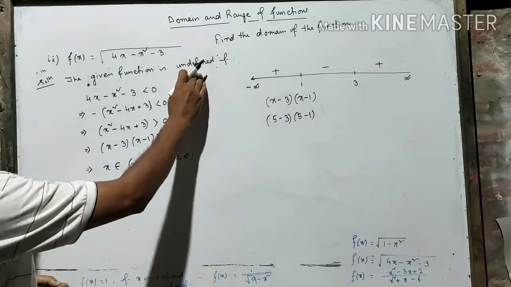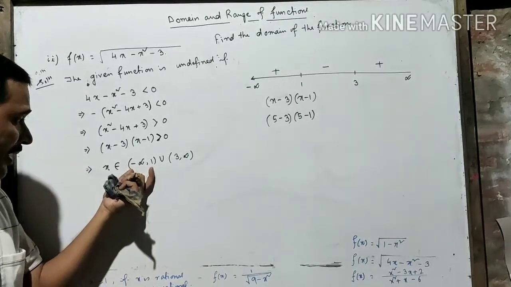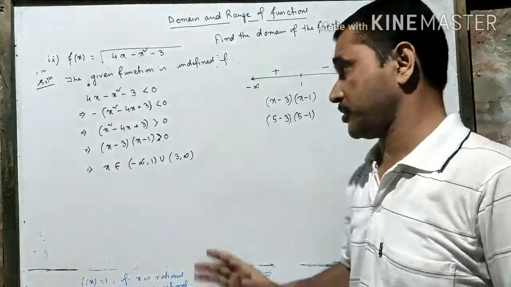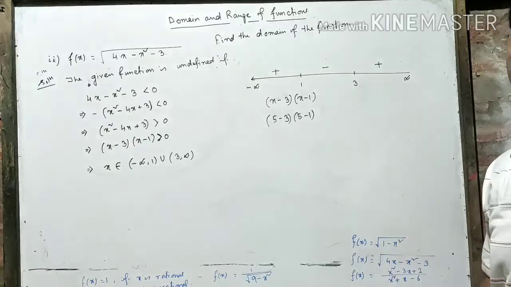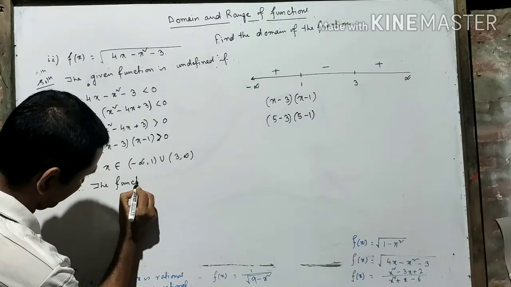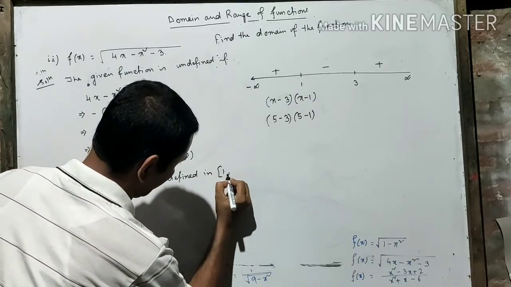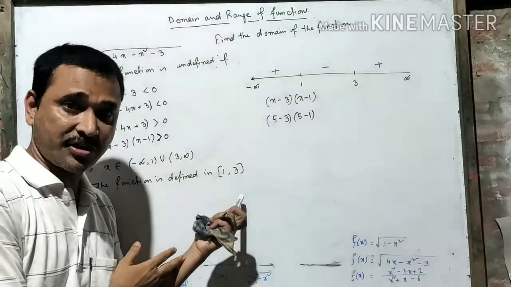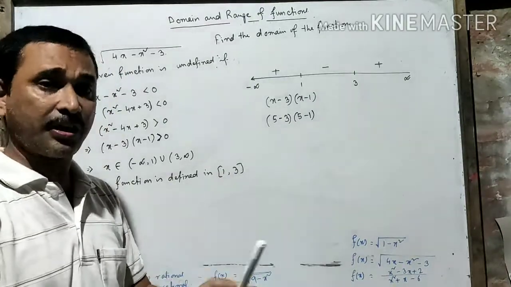So greater than 0 is when the function is undefined. The function is undefined in the interval minus infinity to 1 union 3 to infinity. Then where it is defined, you leave the undefined portion and you will get the defined portion. So we leave minus infinity to 1 open interval, 3 to infinity open interval, then there remains the closed interval 1 to 3. Therefore the function is defined in the closed interval 1 to 3. And what is domain? Domain is the set of values of x for which the function is defined. The function is defined for the values of x which lie in the closed interval 1 to 3. So this interval is the domain of the function.